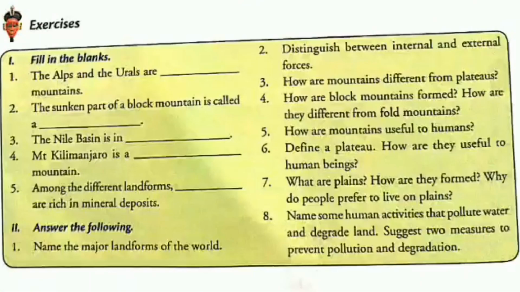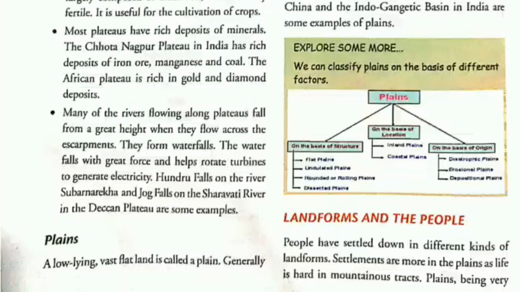Now question number 7 is, what are plains? How are they formed? Why do people prefer to live on plains? So there are 3 parts for this question. So first let us come to page number 56. So on page number 56, under the heading plains, first we will define the plain. So a plain is a low-lying vast flat land. A low-lying vast flat land is called a plain.